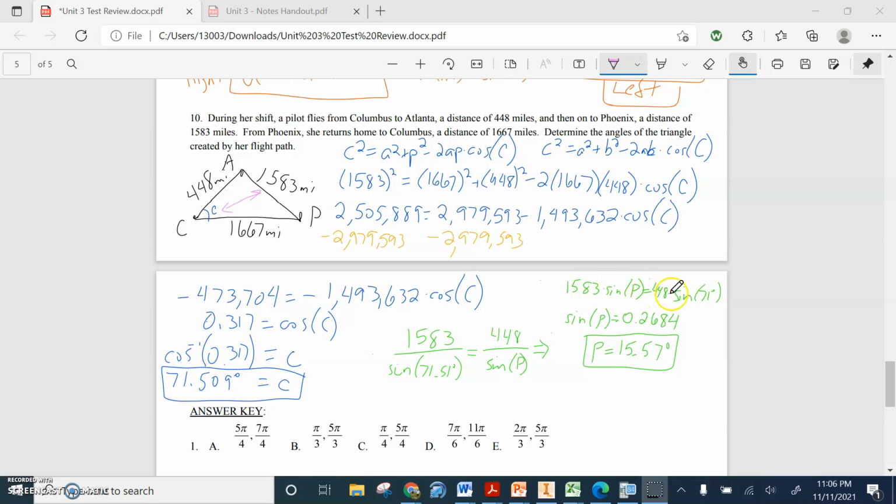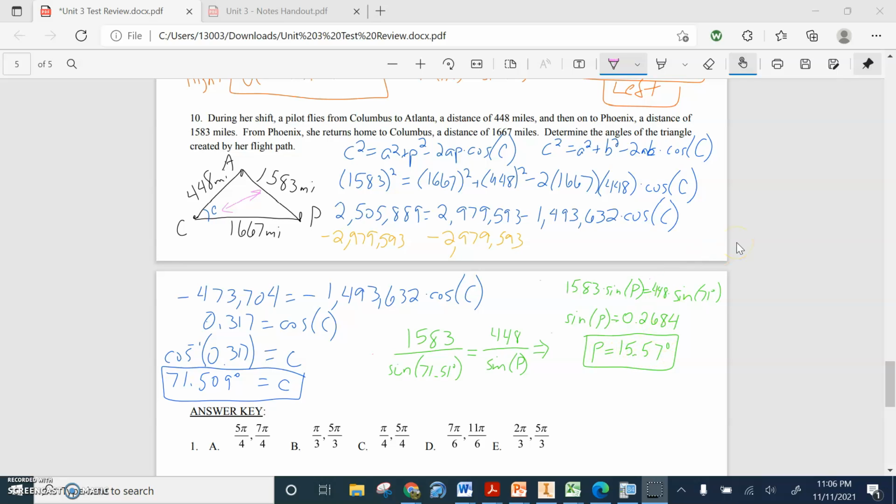Now, from that cross multiplication, we want to get sine P by itself. So we take the number on the right divided by 1583, and check your work. You should get sine of P is equal to 0.2684. When we do that, we take arc sine of both sides, and we get the angle to be 15.57 degrees.